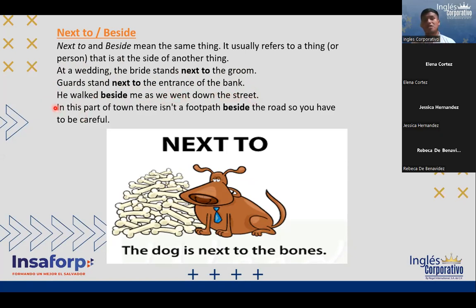Okay? The last one. In this part of the town, there isn't a footpath beside the road, so you have to be careful. En esta parte del pueblo, no hay una acera junto a la calle, así que tienes que ser cuidadoso. So you have to be careful. And obviously, the example that we have on the picture says the dog is next to the bones. El perro está junto a los huesos.